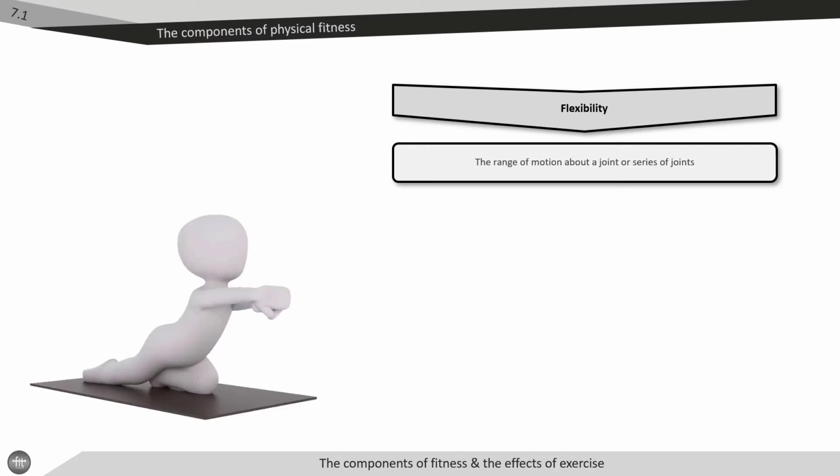The definition of flexibility is the range of movement possible at a joint or a series of joints. Flexibility is determined by the shape of the bones and cartilage, and by the length of the muscles and connective tissues that cross over a joint. Flexibility can vary enormously from one person to another, and is specific to that individual.